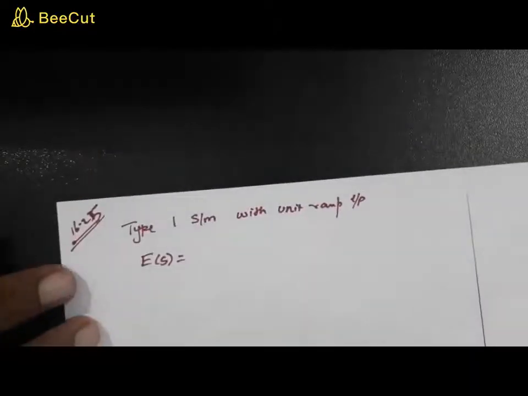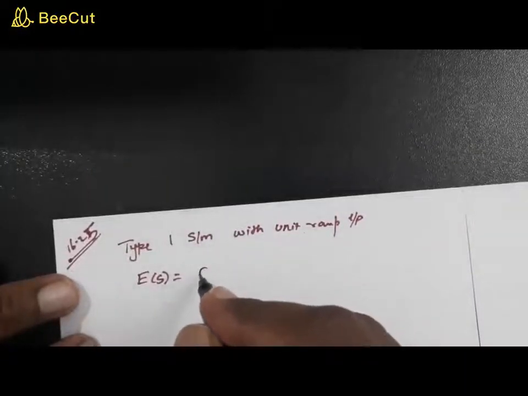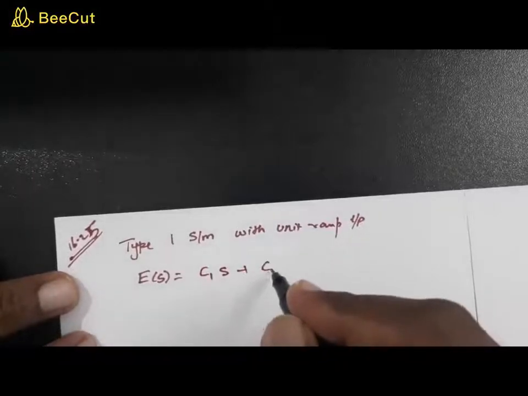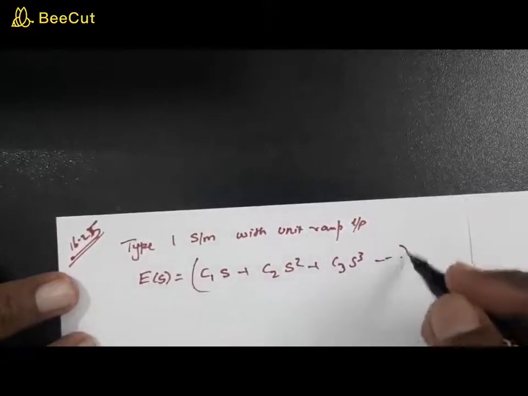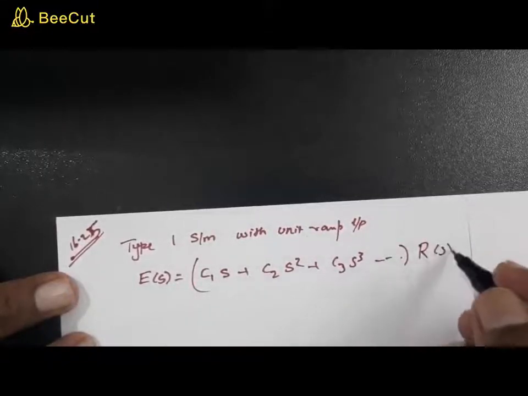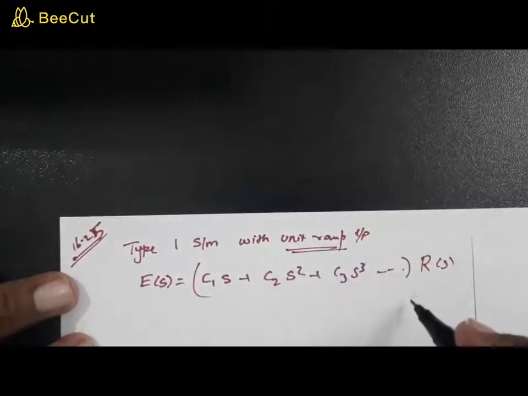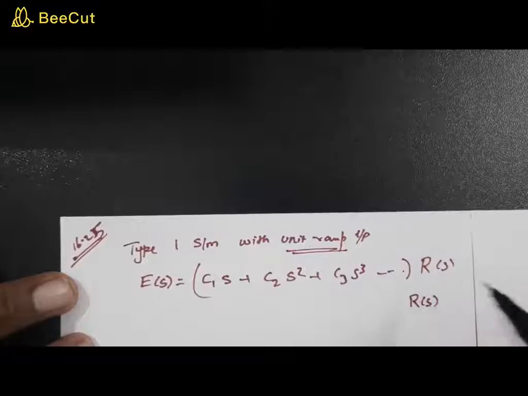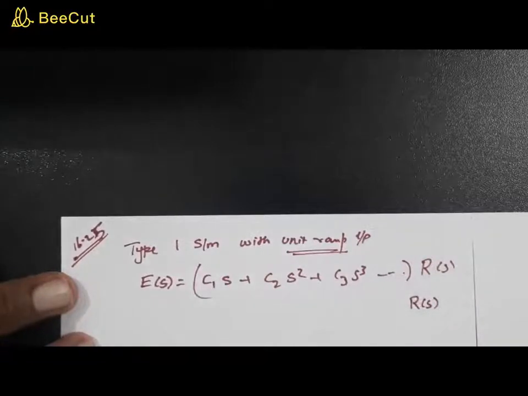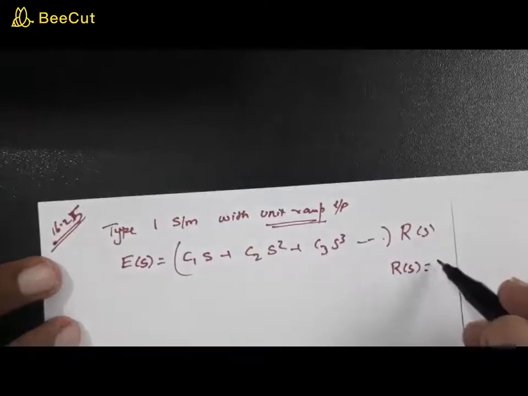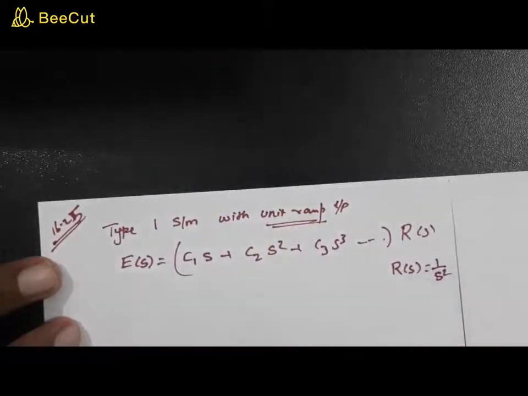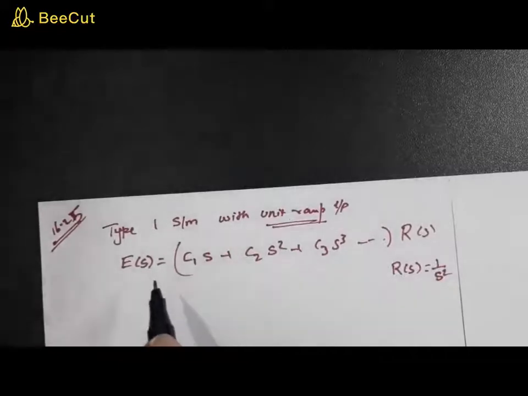So that your steady state error, or e of s, upon calculation, you will get as c1s plus c2s square plus c3s cube and so on, into r of s. Now here you are considering a unit ramp input. I'm just doing it for a relation. In the first case, we considered a type 0 system with a unit step input. Now you are considering a type 1 system with a unit ramp input. So when you consider unit ramp, this will be 1 by s square, right?